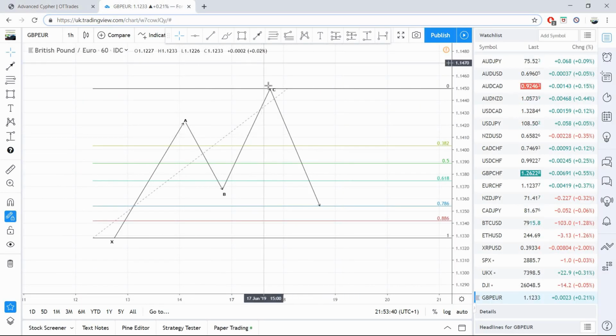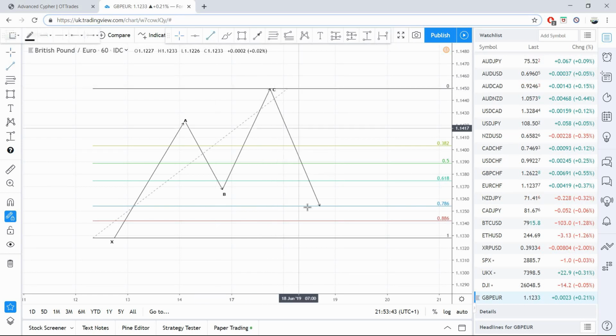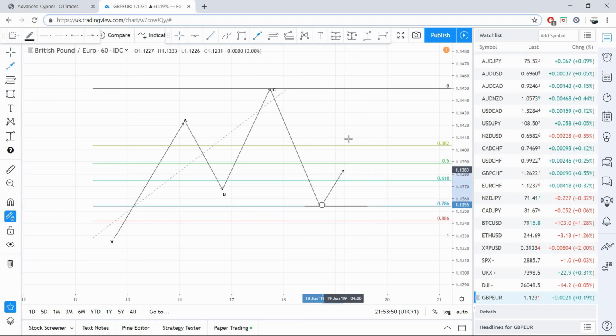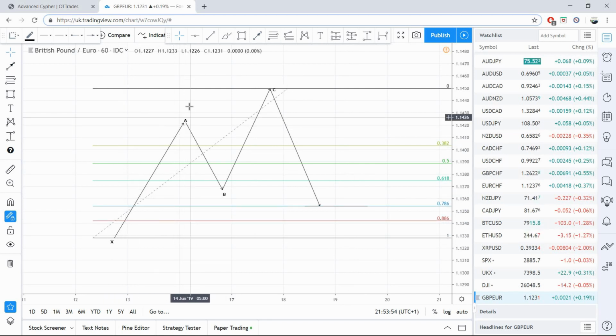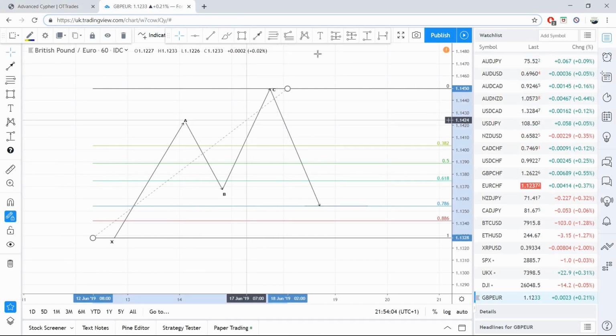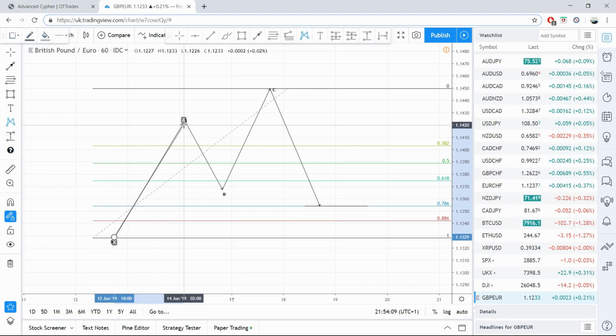Now conventionally, again with all advanced patterns, limit orders are set at the D point, and we're looking for a reversal. So we're looking for price to bounce off of this D point and move higher in the same direction of that initial price swing, that X to A leg. Now stop loss 113 extension of the X to A leg. So let me just draw this pattern in quickly so we've got it slightly more visible.